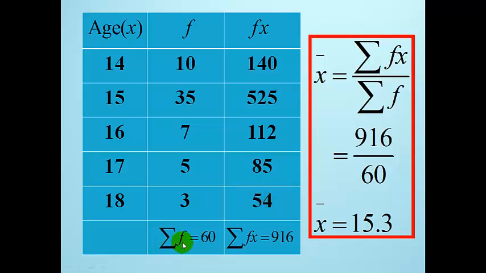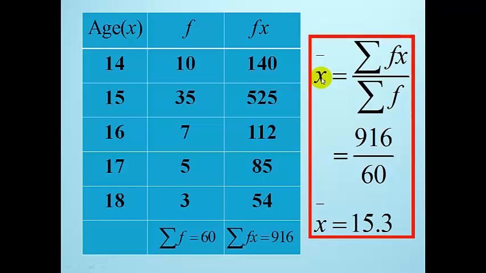If you want summation f, it means you have to sum all the frequencies. So 10 plus 35 plus 7 plus 5 plus 3 is equal to summation f, and the answer is 60. Then let's sum all the fx values. The fx means f times x, and that's what we have done. So 140 plus 525 plus 112 plus 85 plus 54. That is, summation of fx is equal to 916.